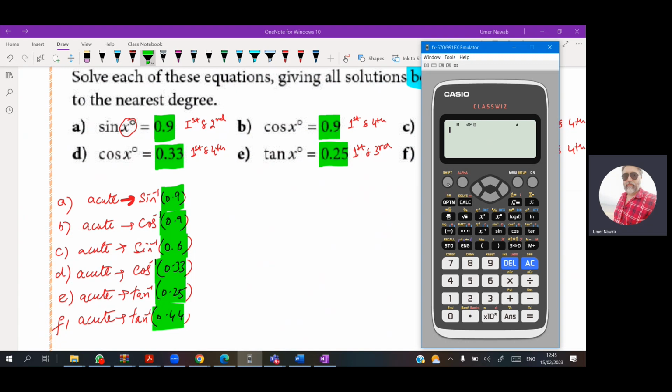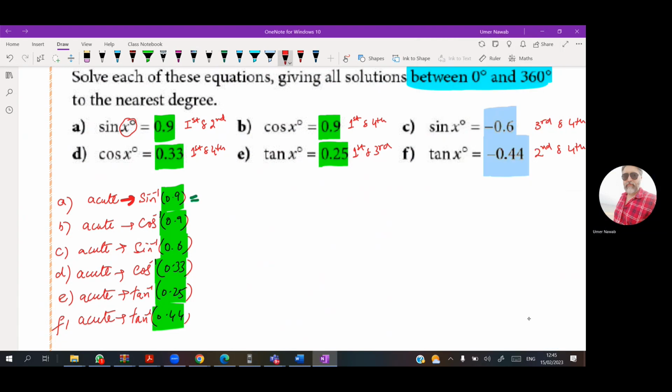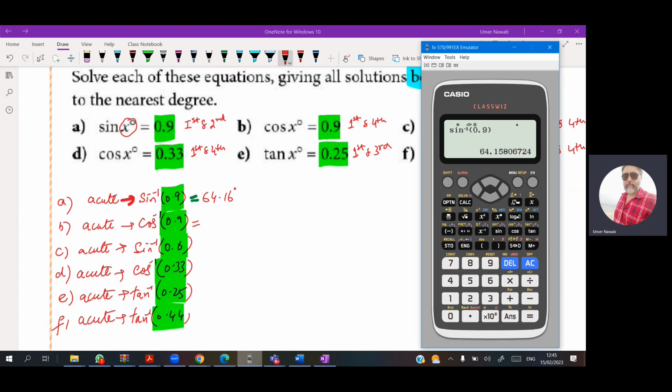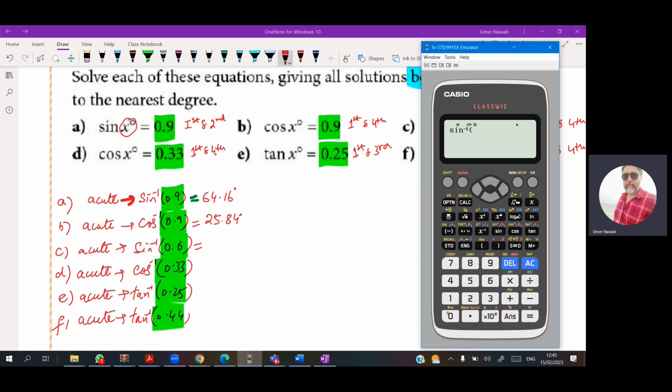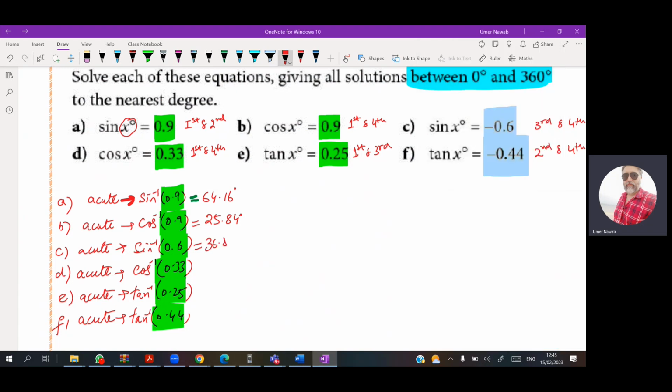Now I'm going to write shift sine, or inverse sine, of 0.9. This gives me 64.16 degrees to two decimal places. Let me write the other one. Acute angle for the second part, shift cosine of 0.9. It gives me 25.84. Shift sine of 0.6 gives me 36.87.